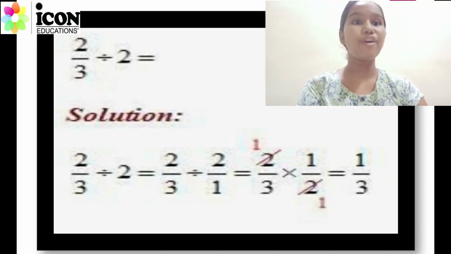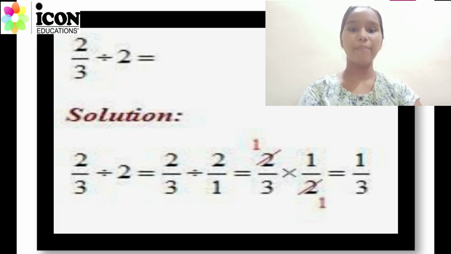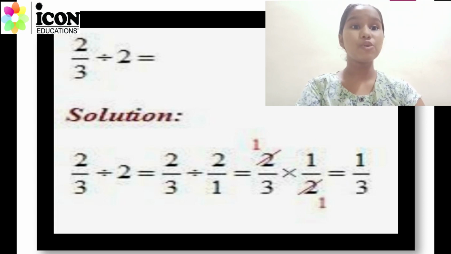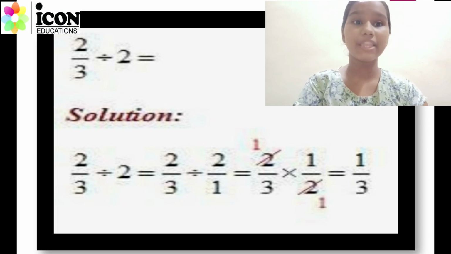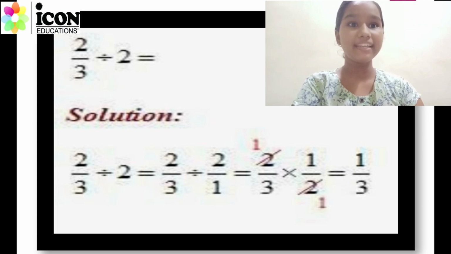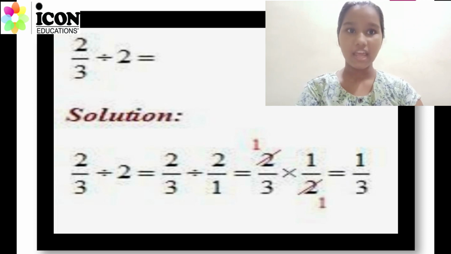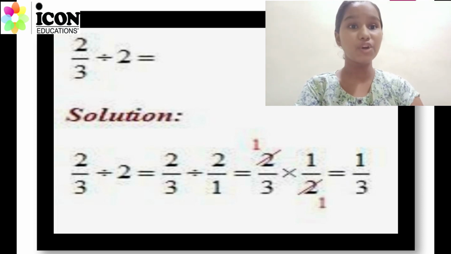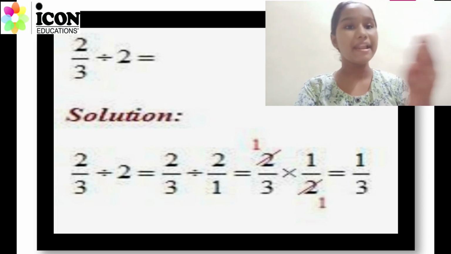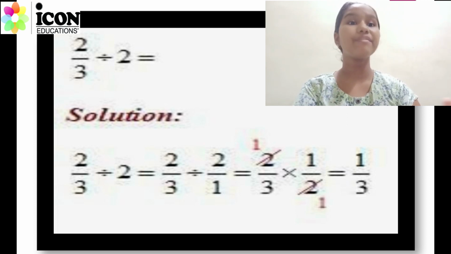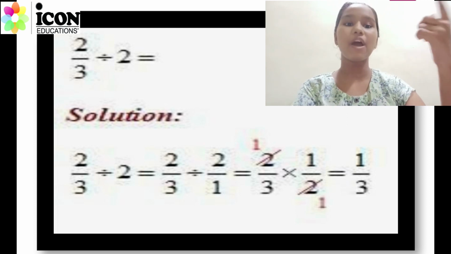Our next example of division is 2 upon 3 divided by 2. We know that 2 means 2 upon 1. When nothing is there in the denominator, it means 1 is there. So 2 upon 3 divided by 2 upon 1. And the first step is to write the first fraction as it is. So we will write 2 upon 3 as it is. And division will change to multiplication. And 2 upon 1 we will flip it, which will become 1 upon 2.